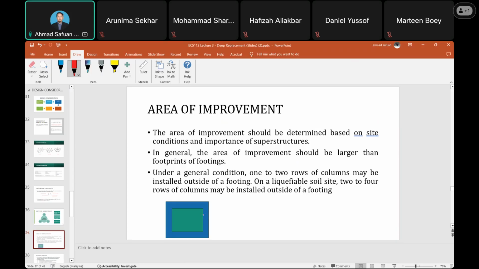Okay, so let's say this is the footing. Then we need to enlarge the area underneath the footing to be treated with stone columns.